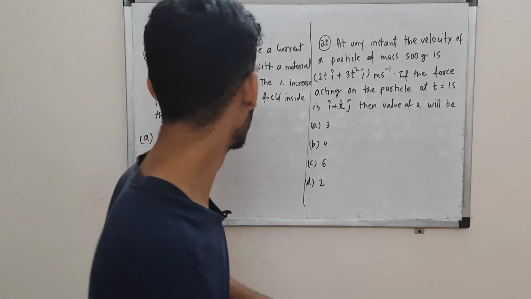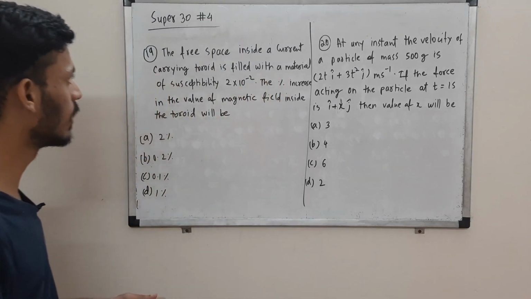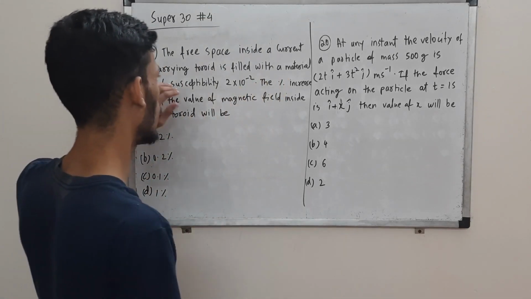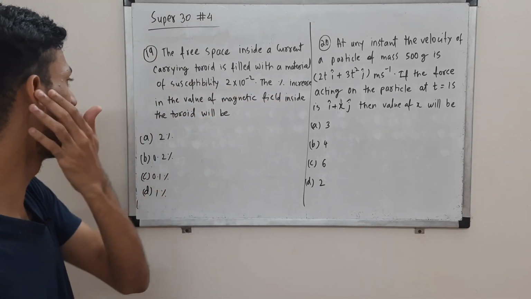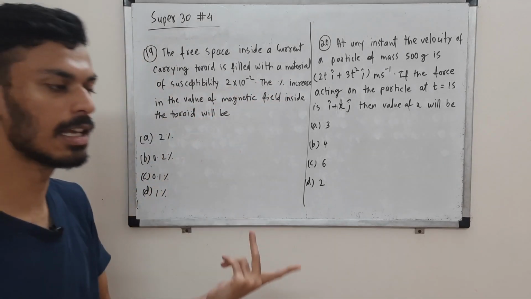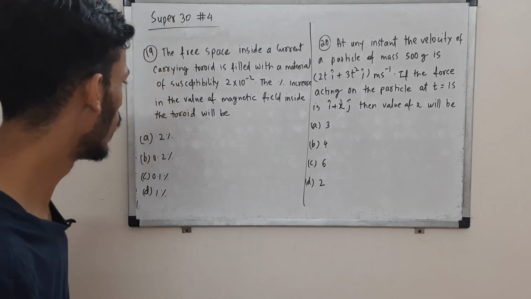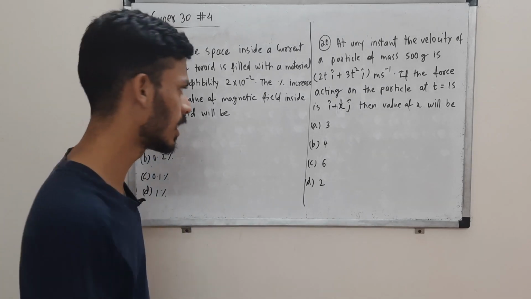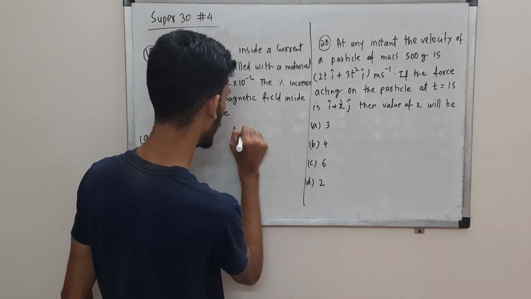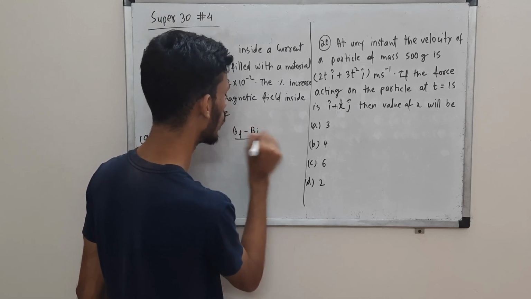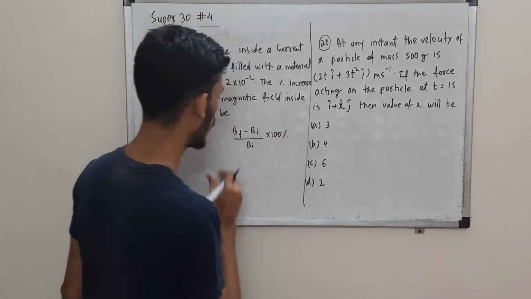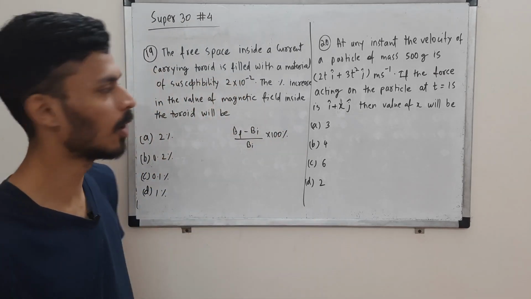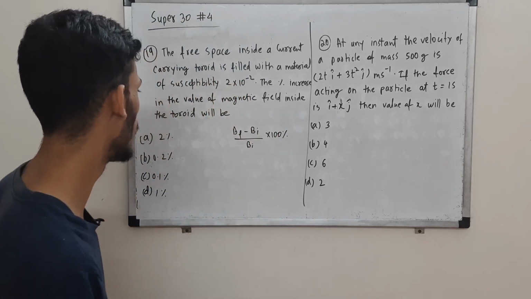19 and 20 over here. Question 19, we are given that the free space inside your toroid will be filled with a certain material of given susceptibility. You are supposed to tell what will be the percentage increase in the magnetic field. Now percentage increase or percentage change is usually given as final minus initial upon initial into 100%. This is something that you should remember.